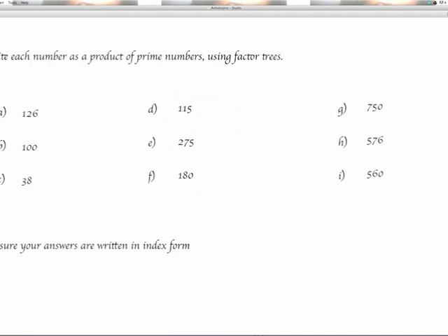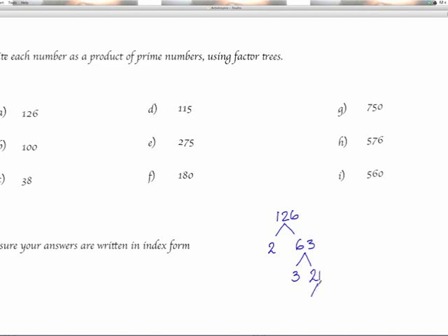Okay, for each of these you're going to write the numbers as a product of prime numbers using factor trees. So we start off with 126, and I need to think what two numbers multiply together to give me 126. The easiest one to start off with is the 2. 2 times 63. Okay, and then you need to think what two numbers multiply together to give me the 63. 3 multiplied by 21.